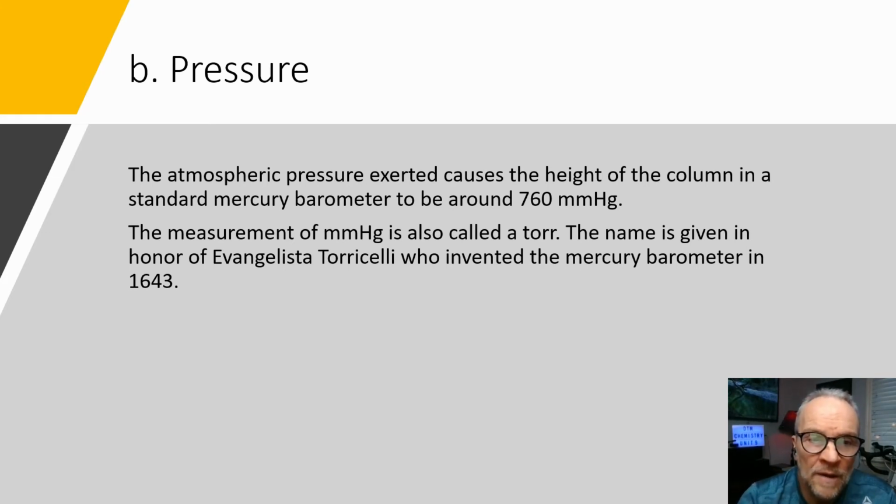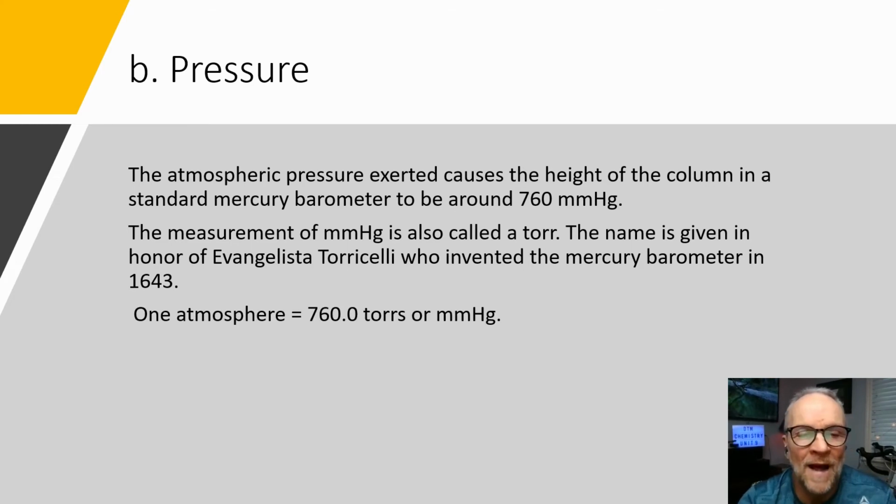The name was given in honor of Evangelista Torricelli, who invented the mercury barometer back in 1643. If I butchered his name, I apologize. 1 atmosphere is equal to 760 torrs. We'll be using that a little bit later on in the ideal gas laws to make some conversions, so it's helpful to have that as a reference.